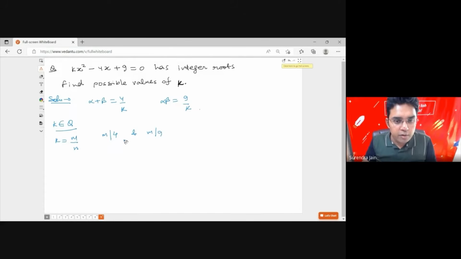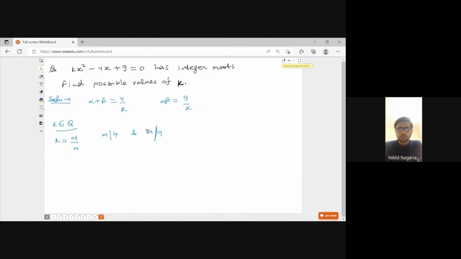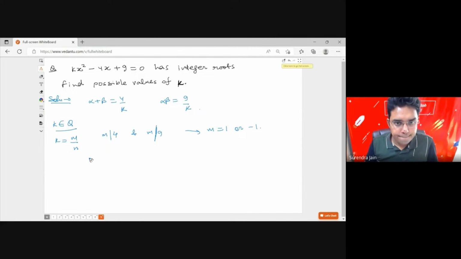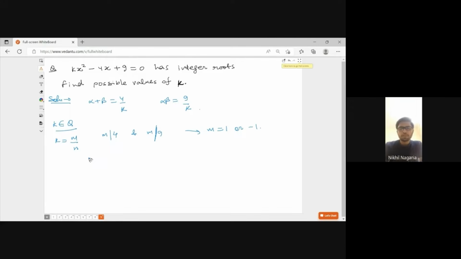You are saying m divides 4 and m divides 9? Yes, so m can only be 1 or -1. Now we do it for each case. If m is equal to 1, then we put the value and multiply by n to get x² - 4nx + 9n = 0.